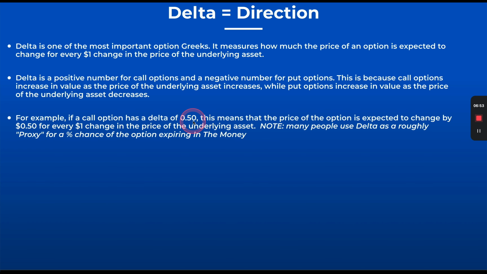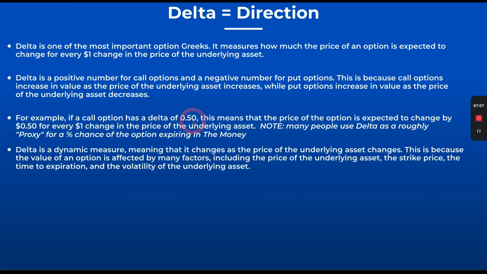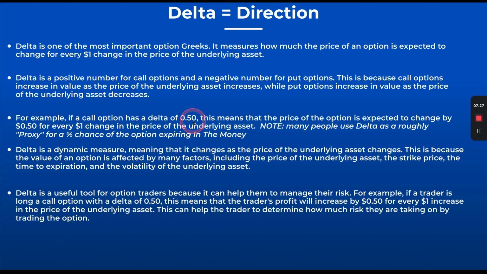As the price goes up, that delta is going to increase, and we're going to see examples of that. And when that delta increases, that gives me a higher percent chance that that option is probably going to expire in the money. Delta is a dynamic measure, meaning that it changes as the price of the underlying asset changes. That's because the value of the option is affected by a lot of different factors, including the price of the underlying asset, or that intrinsic value piece that we talked about, as well as time to expiration and volatility.